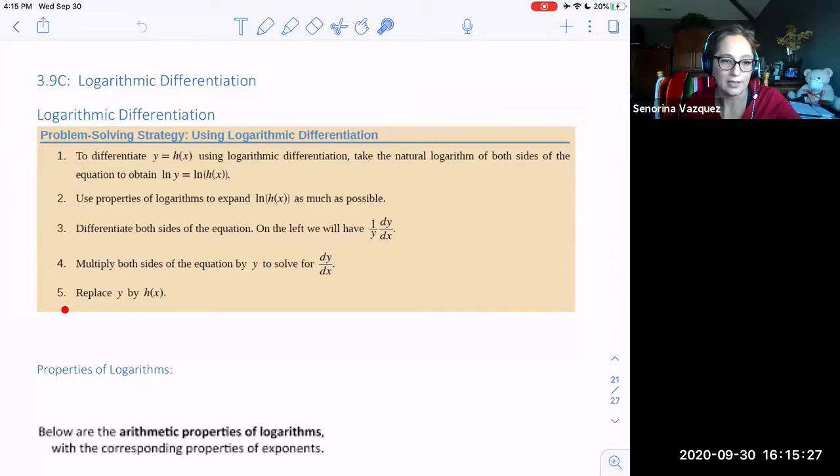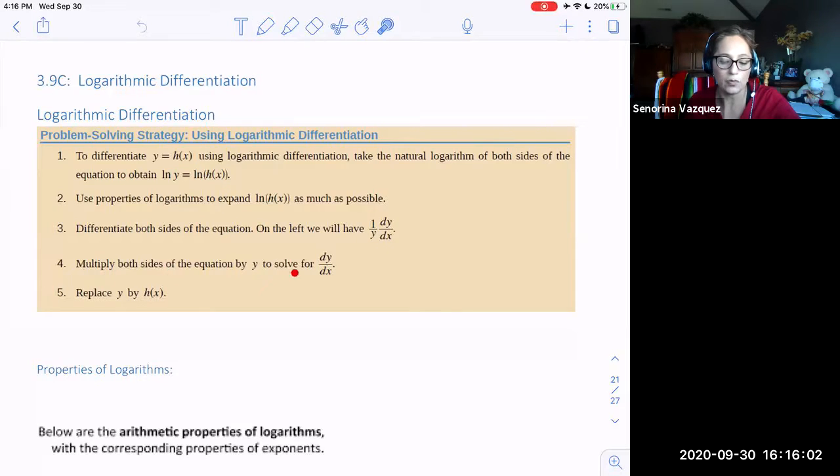It's a five-step process that is outlined in our textbook. The first step is to apply the logarithm, the natural logarithm, to both sides. So after we apply the natural logarithm to both sides, we're going to use properties of logarithms to expand the right-hand side as much as possible. Third, we're going to then take the derivative of both sides, and notice that on the left, we're going to have this guy always, always, always on the left when we take the derivative implicitly.